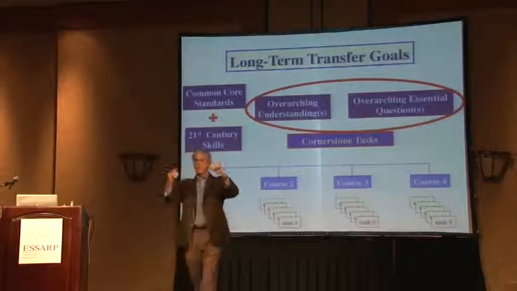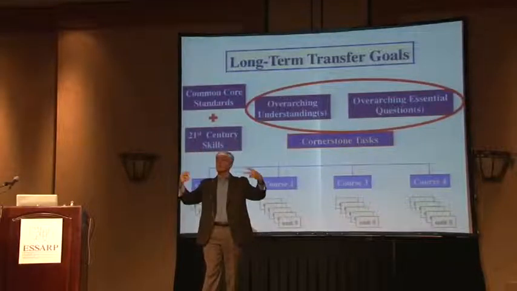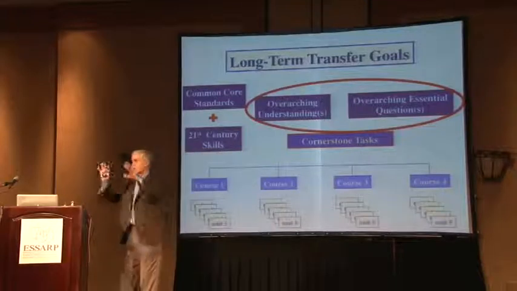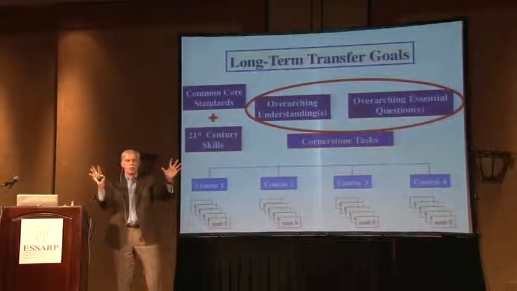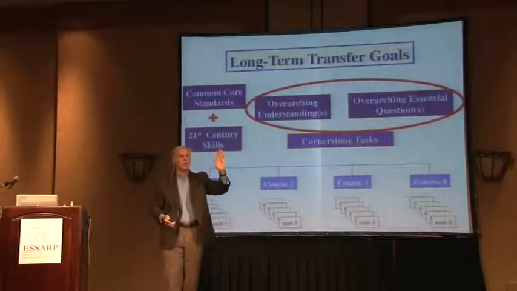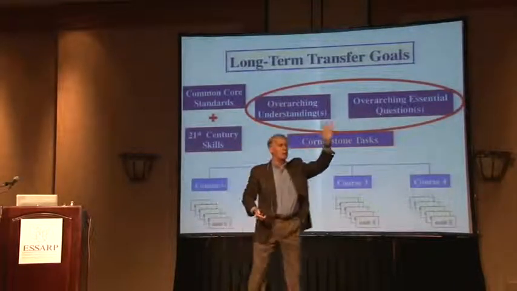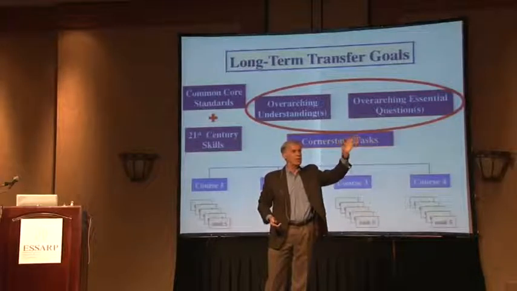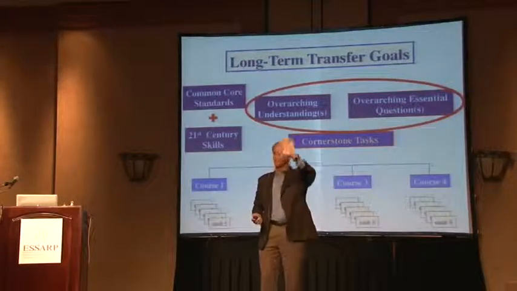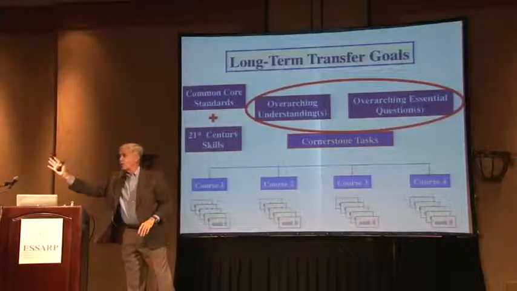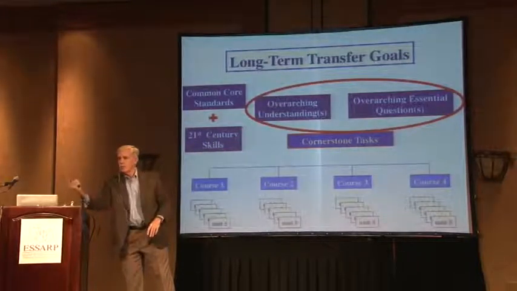So we plan backward from a small number of long-term transfer goals. And those, by the way, should be in our mission, I think. Then, at the macro level, we identify things that kids are going to need to understand in order to transfer their learning. We call these overarching understandings. They're not limited to one grade or one topic. They're broader in scope. Similarly, we have a set of overarching essential questions that spiral through the curriculum.